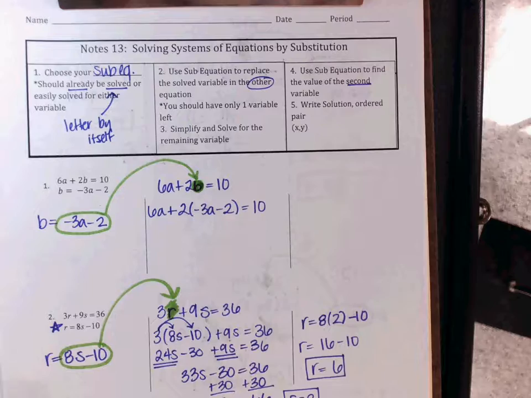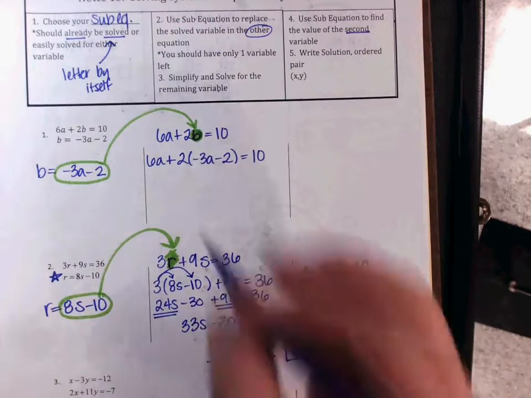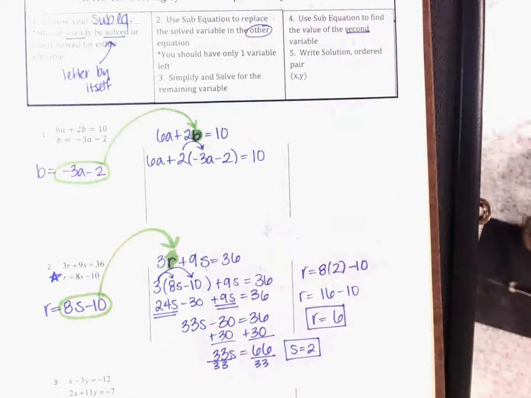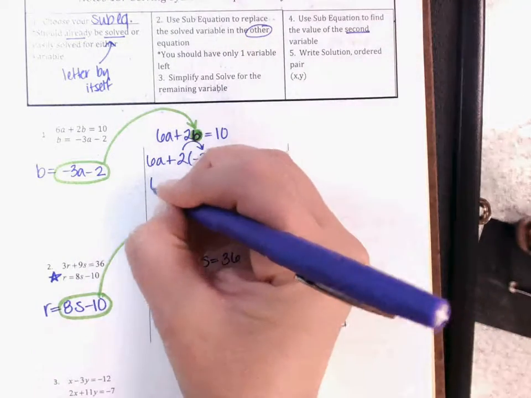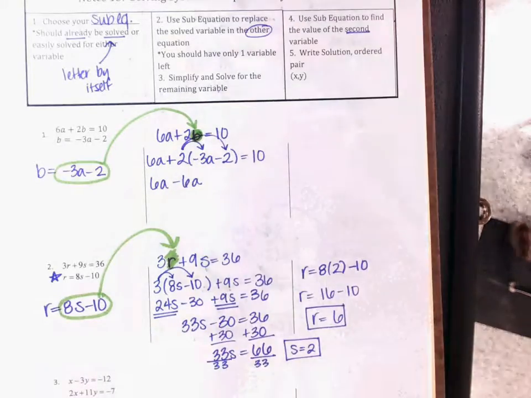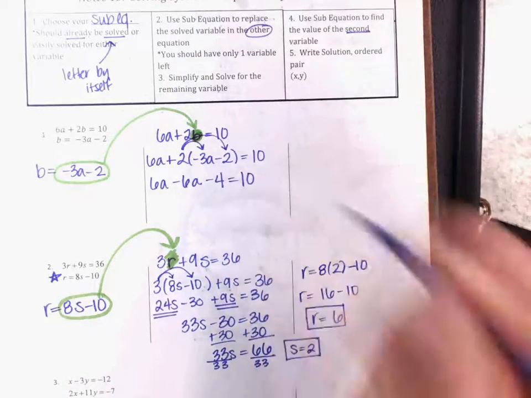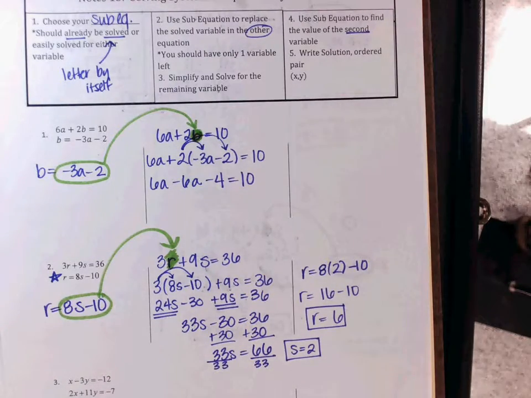If you have parentheses, you have to distribute, then combine like terms. So my 2 times my negative 3a, what am I going to get there? Okay, so I have 6a minus 6a. What about 2 times negative 2? Negative 4. After I distribute, I want to combine those a terms together. What's going to happen? They're going to cancel out.